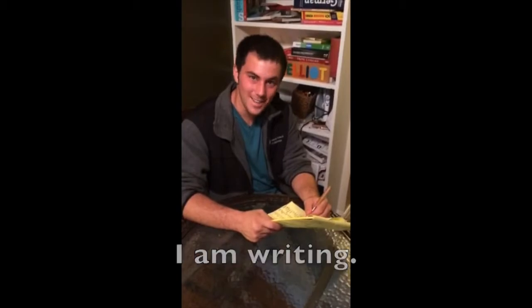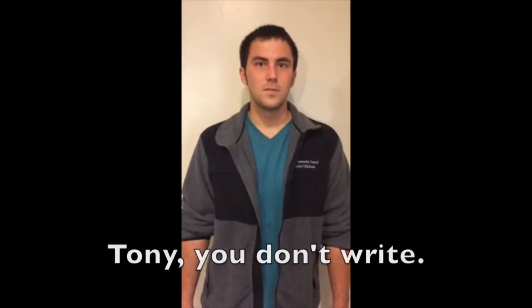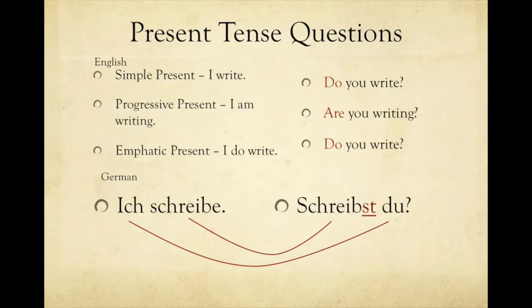I am writing. In English, we use the emphatic present tense to emphasize emphatically what we are doing. The helping verb to do is used in forming a question with this tense. An example would be, do you write, Herr Freitas? Yes, I do write. Tony, you don't write. I do write.